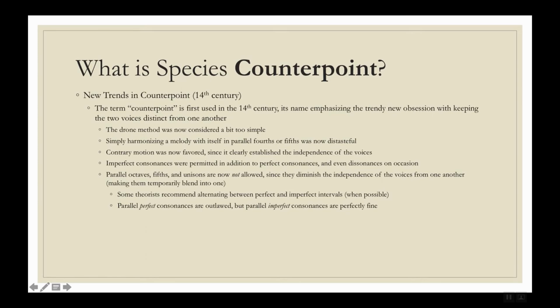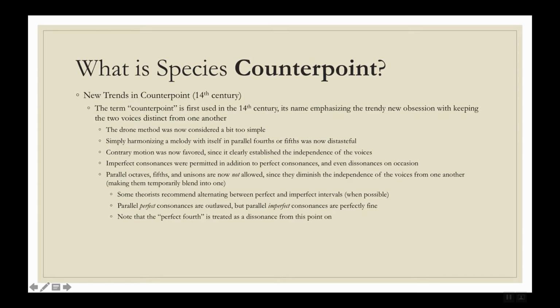Parallel perfect consonances were outlawed. As I said, perfect fifths, perfect octaves, perfect unisons. But you could definitely have parallel imperfect consonances. Those sound great. Thirds. Here's parallel sixths. So that's perfectly acceptable.